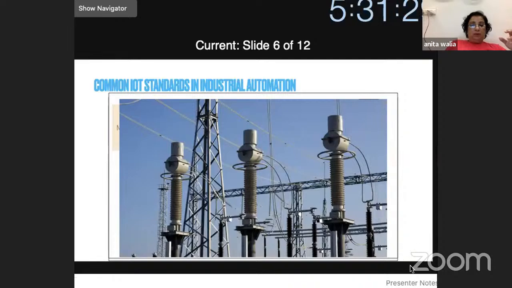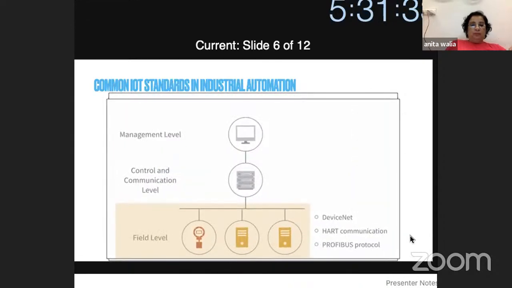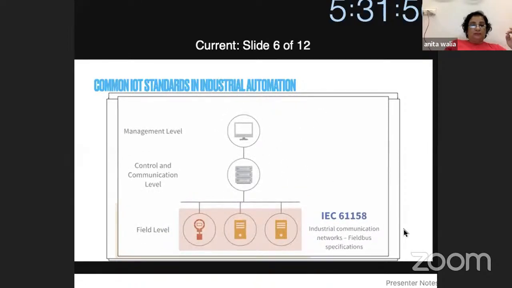And there are other levels which I'm going to tell you about. At a field level, at a factory and at the machine level, when the workers are working and you are putting sensors on the machine, the standards you have to follow are DeviceNet, HART, and Profibus protocol. And one more example is IEC 61158, which you have to use at a field level.